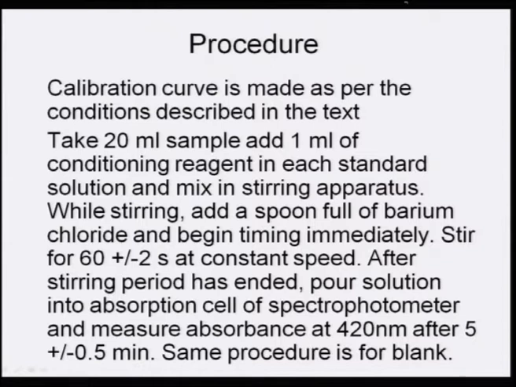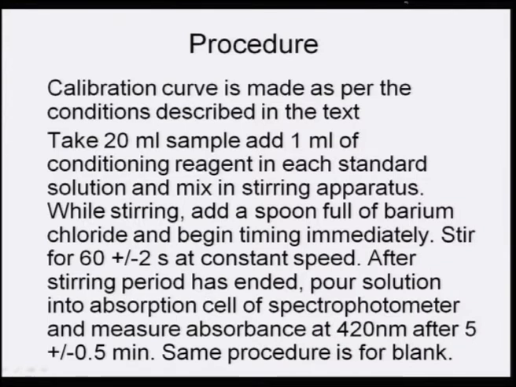How does this procedure take place? A calibration curve is made as per the conditions described in the text. Take 20 ml of the sample, add 1 ml of the conditioning agent in each of the standard solutions and mix in a stirring apparatus. While stirring, add a spoonful of barium chloride and begin timing immediately. Stir for 60 seconds at constant speed.